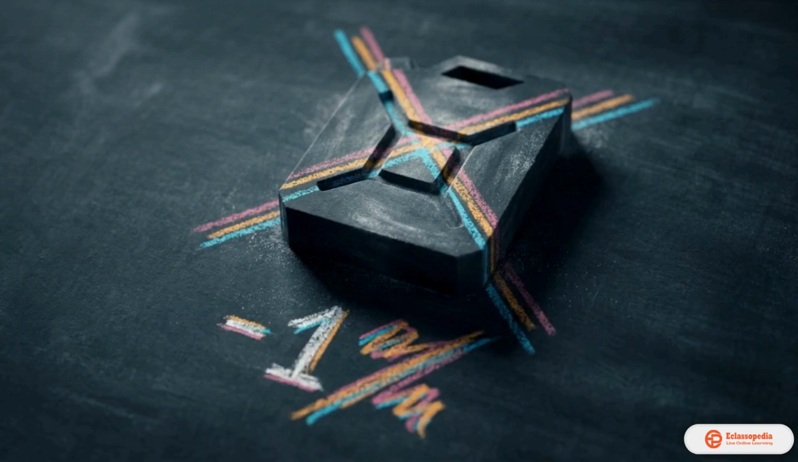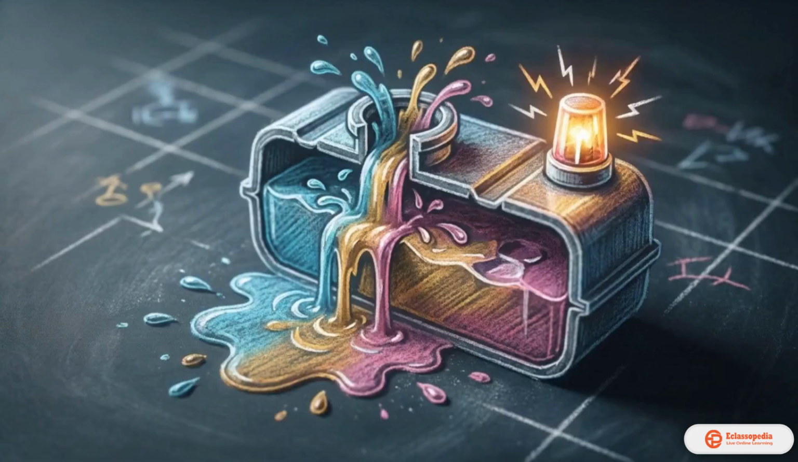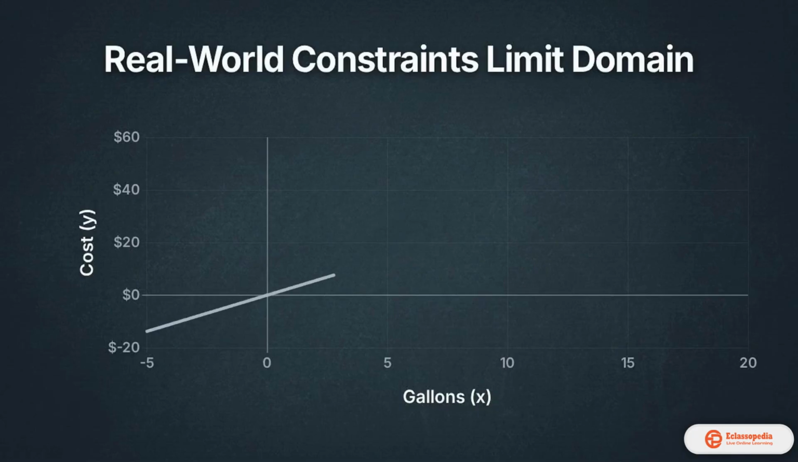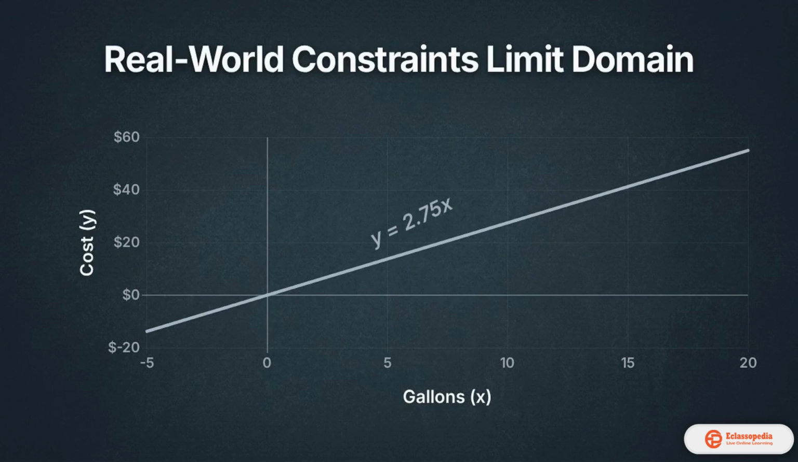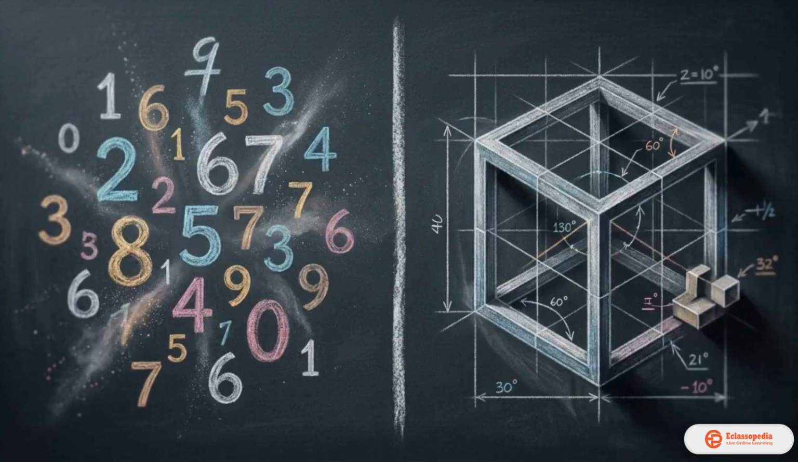You cannot pump a negative amount of gasoline, and if the tank has a maximum capacity of 15 gallons, you cannot pump 20. On a coordinate plane, the line for y equals 2.75x extends infinitely in both directions. In reality, that line is chopped down to a specific, usable segment starting at 0 and ending exactly at 15. To truly understand any mathematical relationship, we have to map the exact boundaries between theoretical infinity and actual reality.